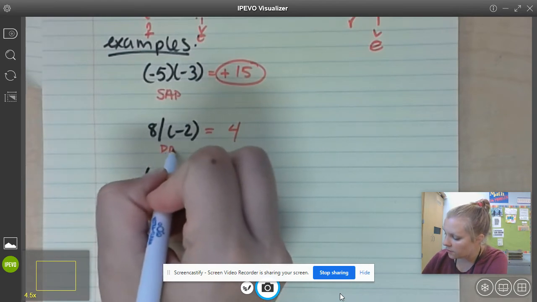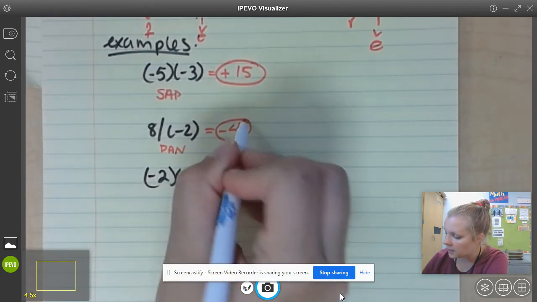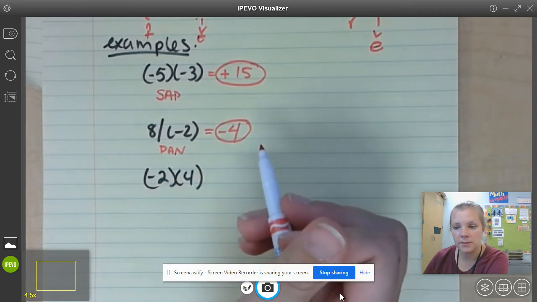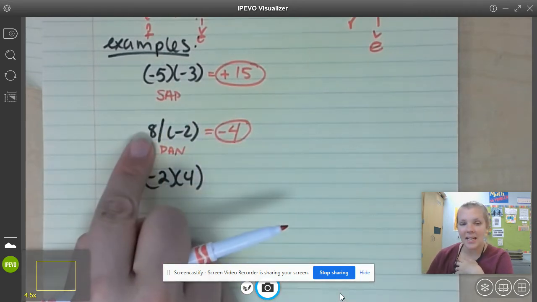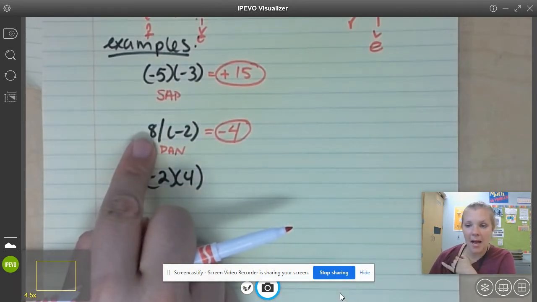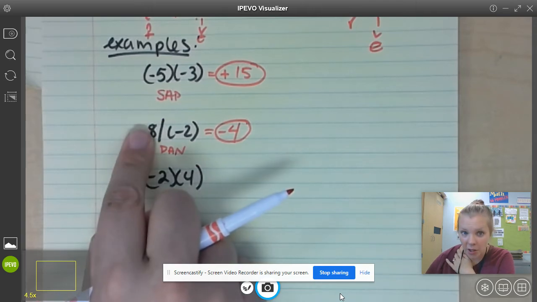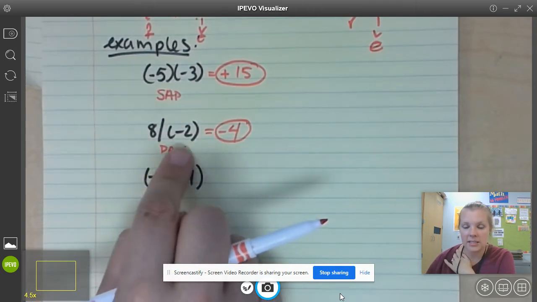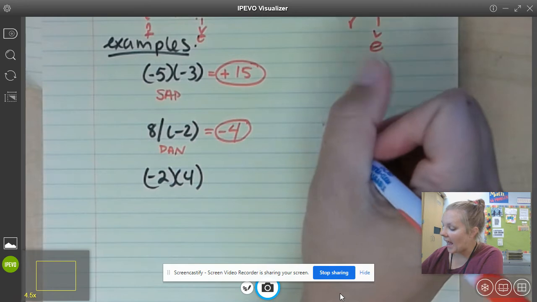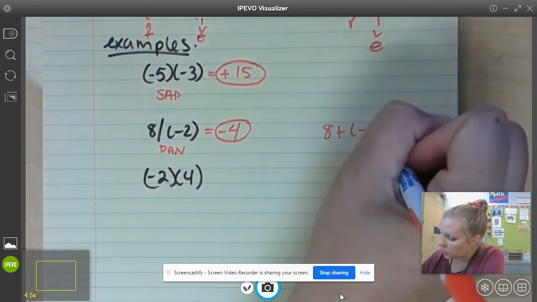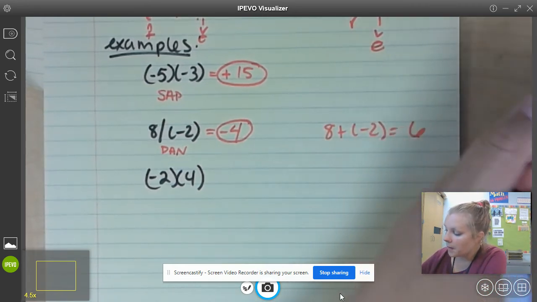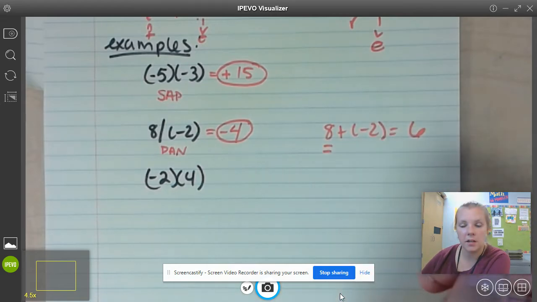These signs are different, so the answer is negative. One is positive and one is negative. Notice the 8 is bigger and positive. It doesn't matter that it's positive, that it's bigger. All that matters is that the signs are different. If I was adding these, 8 plus -2, this answer would be positive because the 8 is bigger.